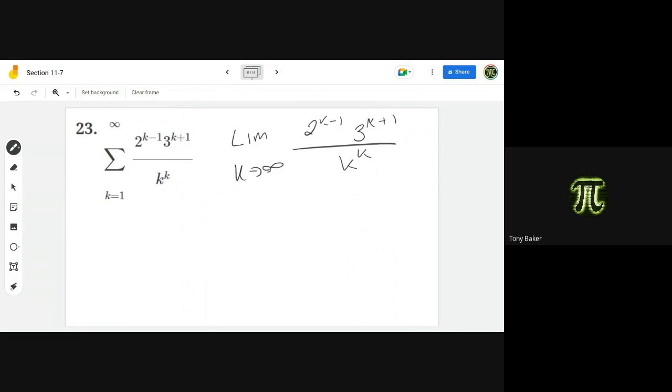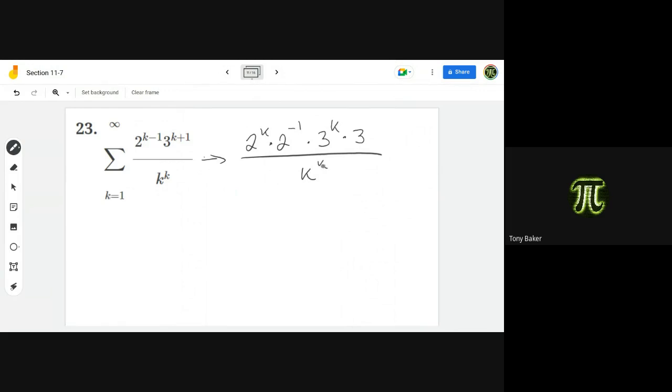Okay. All right. So we're gonna scrap the test for divergence for a minute. We're gonna play around with this and clean it up a little bit first. Okay. Let's try that. All right. So I'm not gonna rewrite the summation symbols. So I have 2k times 2 to the negative 1 times 3k times 3 over k to the k.